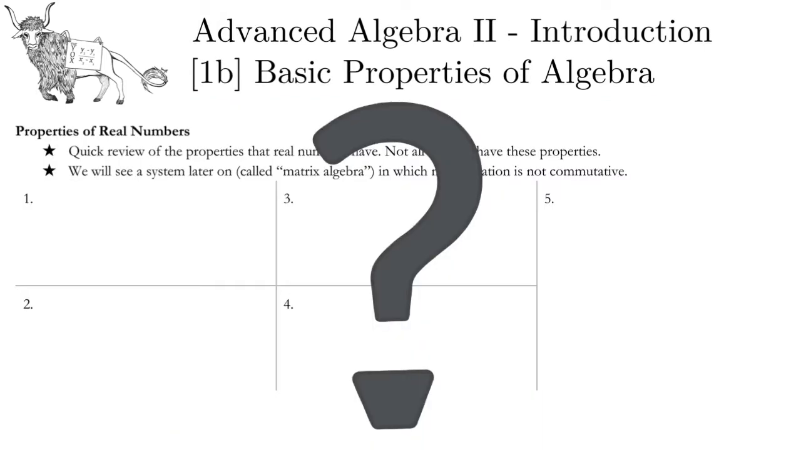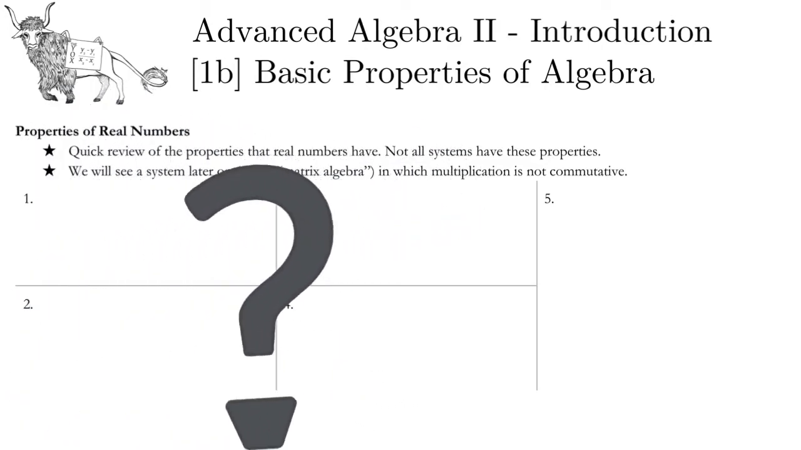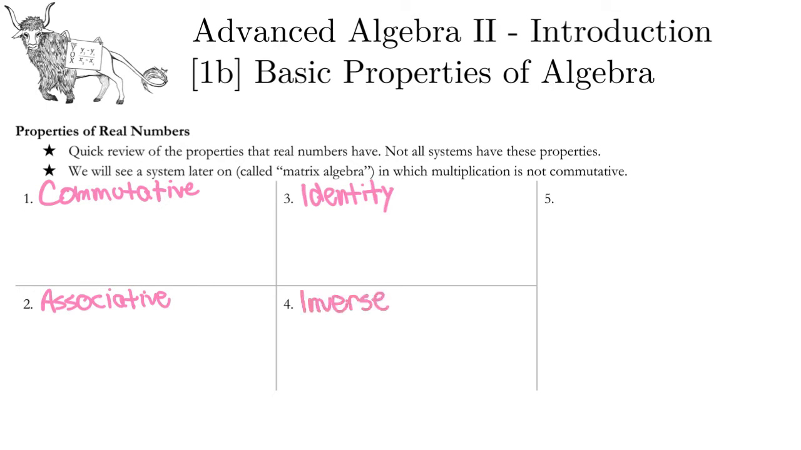What are the properties of real numbers? I'm so glad you asked. Let's talk about them. There are 5. First, their names. Number 1, commutative. Number 2, associative. Number 3, identity. 4, inverse. And 5, distributive.